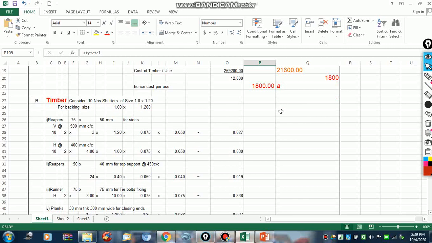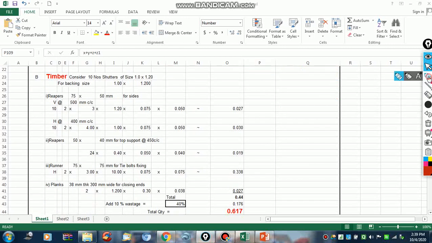Now we are going to the backup timber for the shuttering materials. Consider 10 number of shutters, that is 10 into 1.2. For backing size 1 into 1.2. Rafters, that is 75 mm by 50 mm for sides, vertical at 500 mm center to center: 10 into 2 into 3 into 1.2 into 0.075 into 0.050. Height will be 2 into 4 into 1 into 0.07 into 0.050. Rafters 400 mm for top support at the rate of 450 center to center, that makes 24 into 0.4 into 0.05 into 0.04. Runner 75 mm for tie bolt fixing.